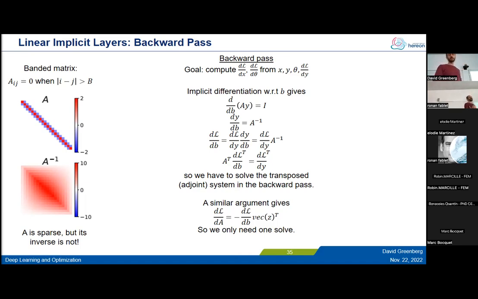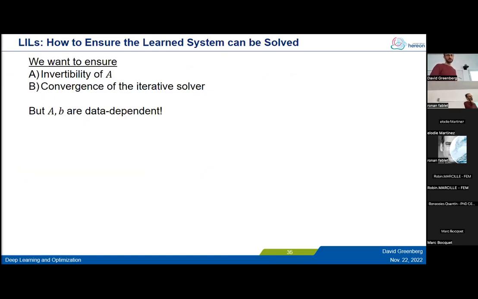But what's the guarantee this actually even has a solution, right? These are learned coefficients. This is a neural network telling us what these coefficients are. What if they're all zero? What if we have 0 times y equals 1? I mean, it's not going to be solvable. So there's two criteria we want, right? One is A has to be invertible, or what's the point?